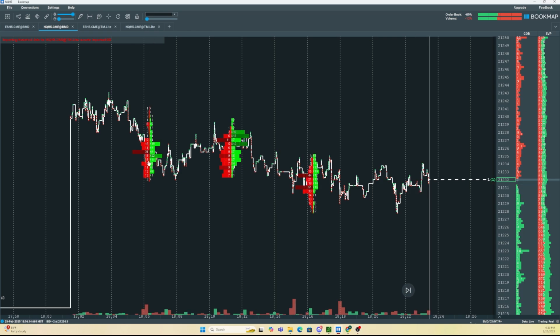So looking at the footprint chart, on the left side, we can see that we have this red shading. On the right side, we can see that we have this green shading. The left side is going to be aggressive sellers. So these are people who are selling market to get in right away. The people on the right, the green side, is going to be aggressive buyers, so people who are putting in market orders to get filled right now. And again, this is showing us exactly what is happening within the candlestick.